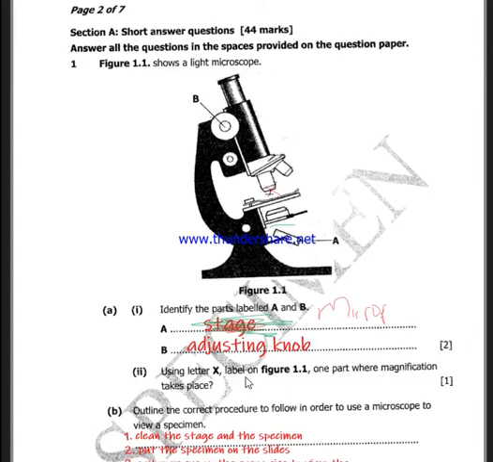Then use letter X. Label on figure 1.1 one part where magnification takes place. So you can see that magnification takes place around here, this area here. That's where I put an X there.